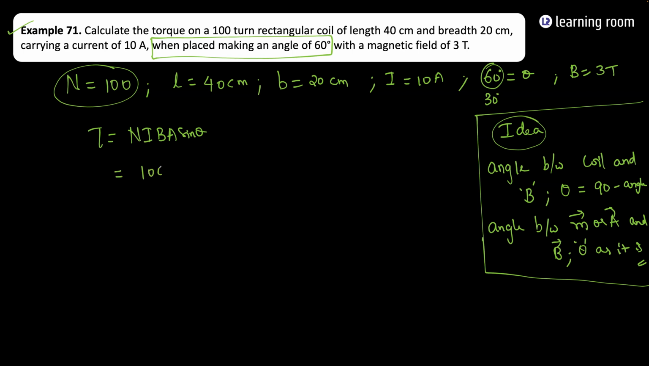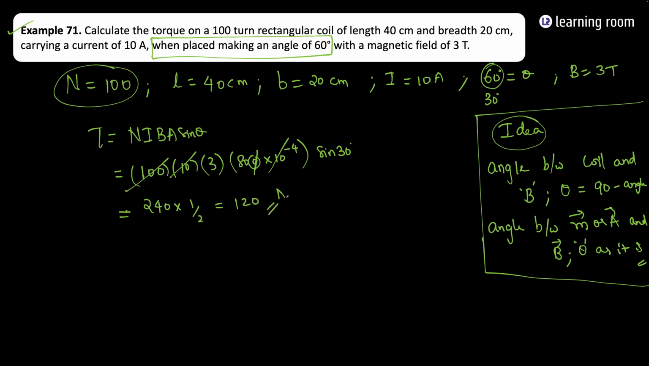Correction. So N is going to be 100, I is 10, B is 3, area is going to be 40 into 20, which is 800 into 10 power minus 4, because both are in centimeter, into sine of how much is the angle? It's going to be 30. So I can take a 10 from here and combine it with this, so that 100 into 10 will be 10 power 3, and 10 power 3 into this 10 will become 10 power 4. So 10 power 4 into 10 power minus 4 will get cancelled. So 80 into 3 is 240, into sine 30 which is half, which is going to be 120. So 120 what? 120 Newton meter.